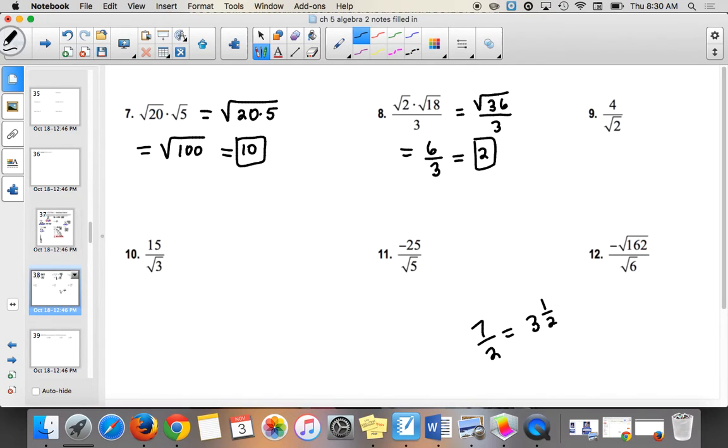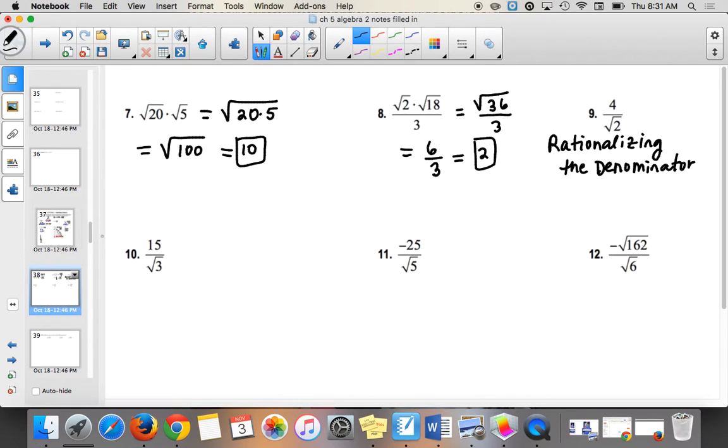We don't like that. We don't like when it's 4 over root 2. We don't like square roots in the denominator. Have you guys seen this before? Yeah, so we don't keep square roots in the denominator. We do something that's called rationalizing the denominator. A lot of times you do this in geometry classes, because we have a lot of square roots in geometry. So we're going to rationalize the denominator.